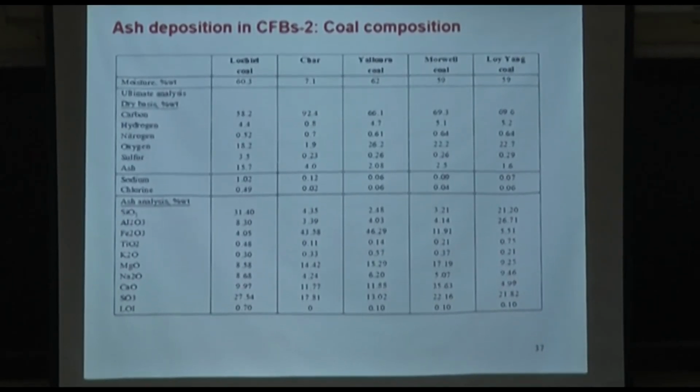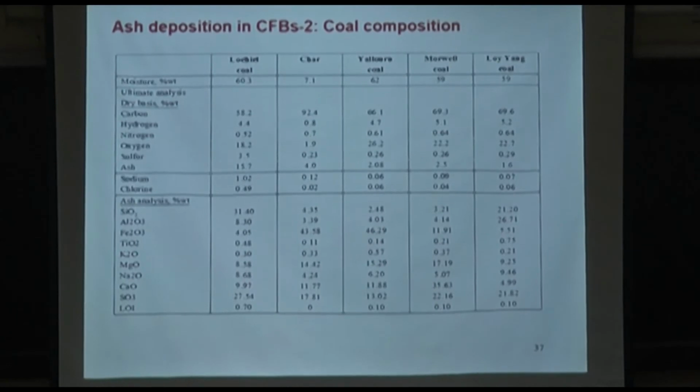So the companies then asked us, can you test this in a fluidized bed to see if the problems will be less or not?